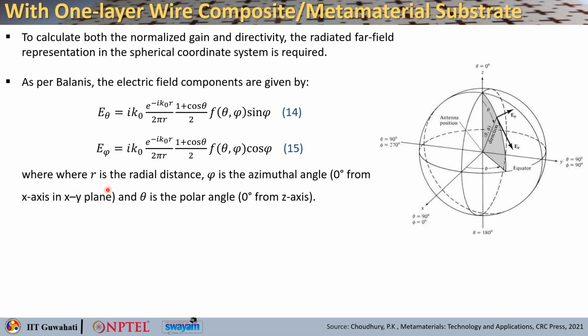So, what is r? r is basically telling you the radial distance, phi is basically giving you the azimuthal angle. It starts with the x axis, so you basically measure it from the x axis in the xy plane. So, you are basically in this xy plane and you are measuring it. Theta is called the polar angle, and that you measure from the z axis.